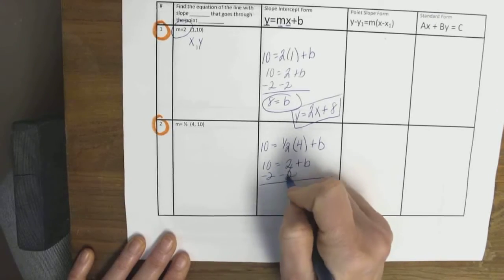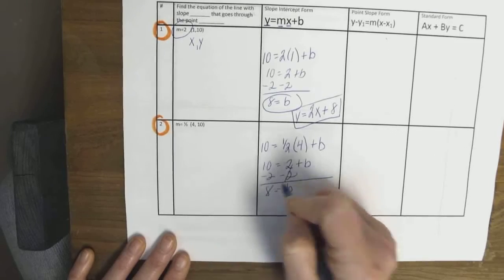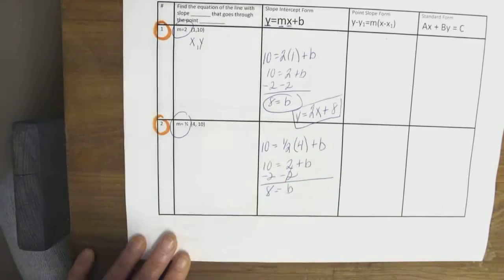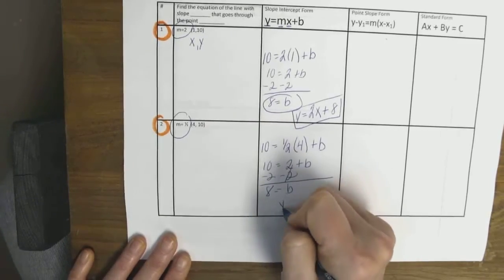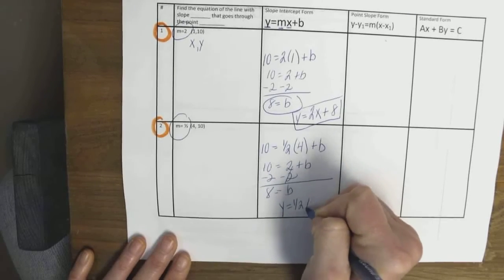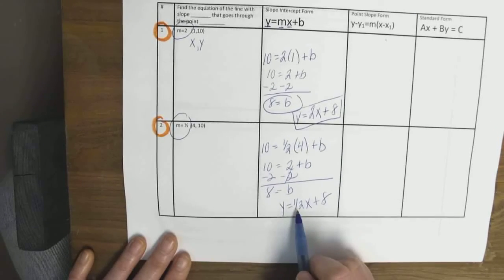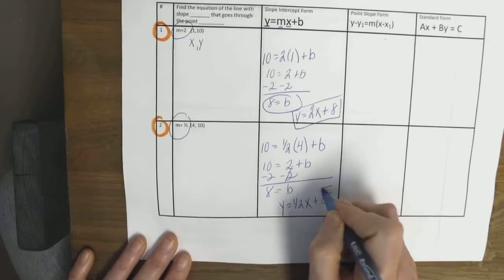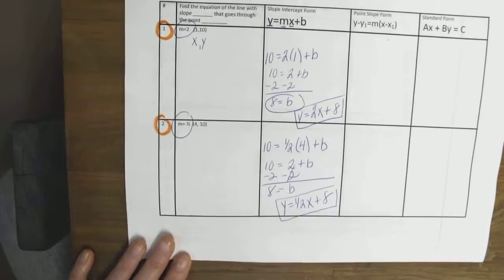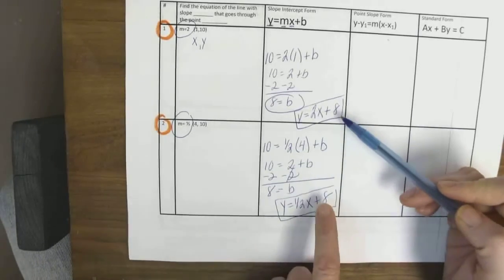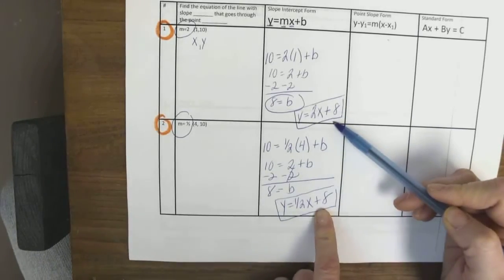And for this one, I actually get the same y-intercept, but my slope is different. My slope was 1/2. So I write my final answer. The slope goes before the x, and the y-intercept goes on the end. So that is slope-intercept. That's my favorite. I think it's the easiest one to graph with.